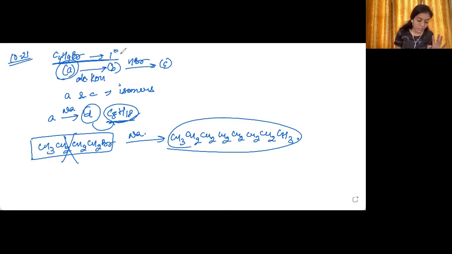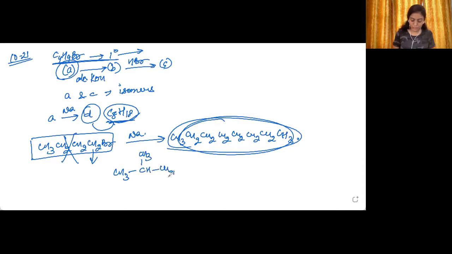Now, let's see how many isomers are possible for C4H9Br. One can be this, that is N-butyl bromide, but from the statement we have come to know that it cannot be this, because it has already been given that this product formed is not the one obtained from N-butyl bromide. So this compound cannot be N-butyl bromide. Now, which other primary alkyl halide is possible from this formula? It is isobutyl bromide.